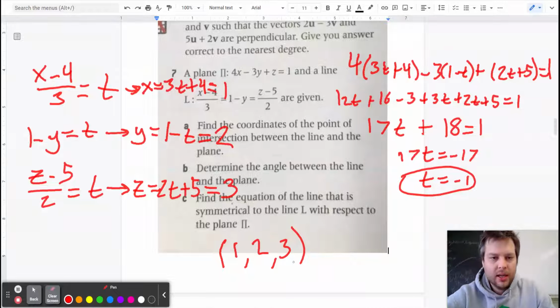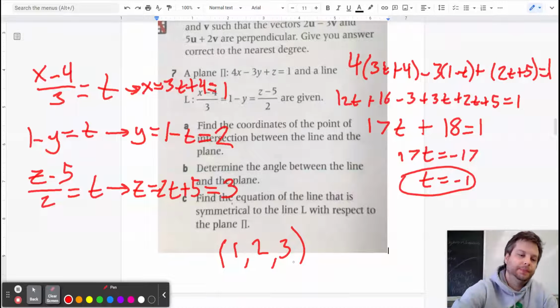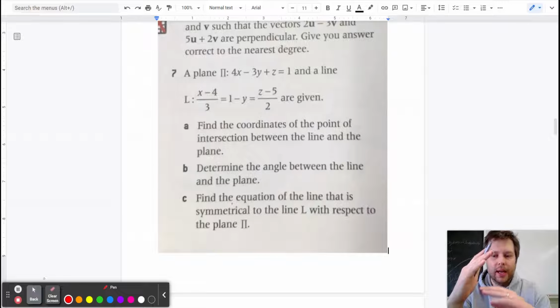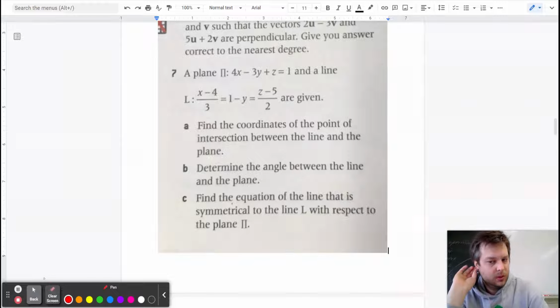Okay, then next up, determine the angle between the line and the plane. When we have the angle between two vectors, we're going to want to use the dot product and the cosine formula. One little thing to keep in mind is that the plane equation gives you the normal vector, and the linear equation gives you its actual direction vector. And so that would be kind of different by like 90 degrees. And so we'll work through that together.